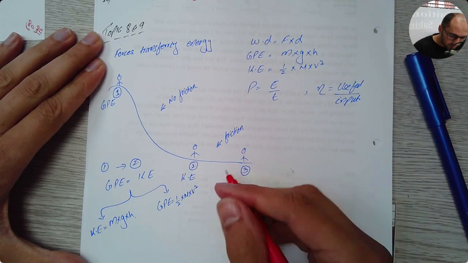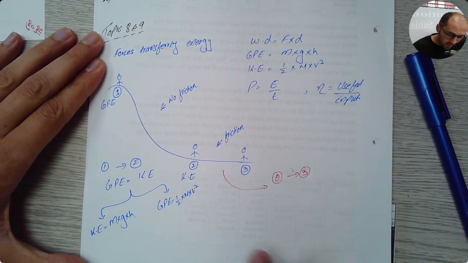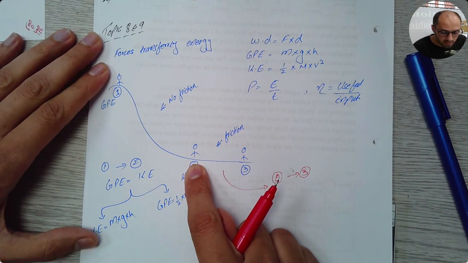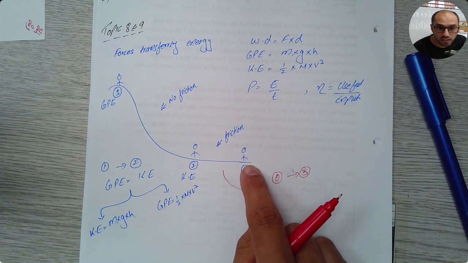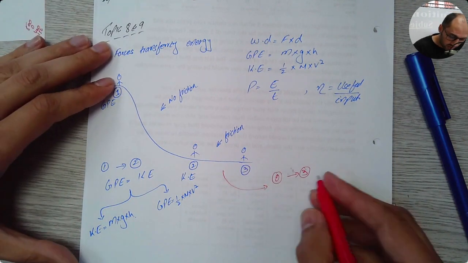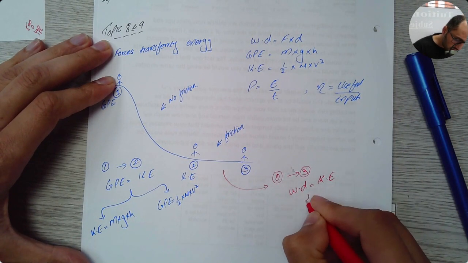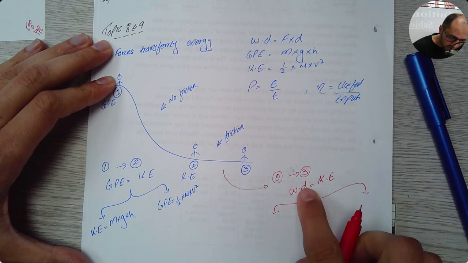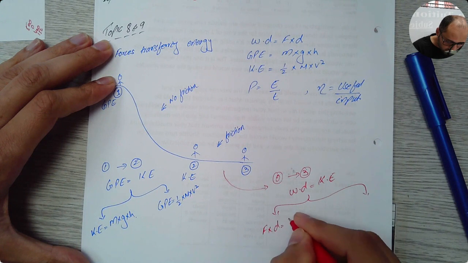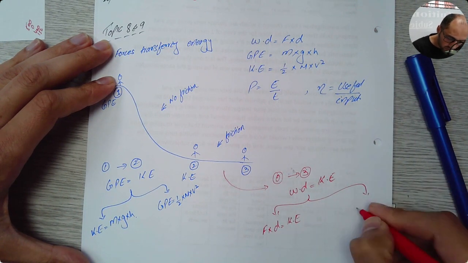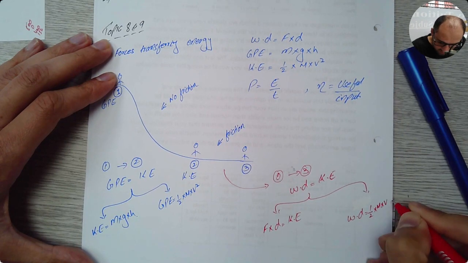Now let's consider location 2 to 3. When you're going from 2 to 3, at this location, the person will have KE. At this location, the person comes to rest. So all of the KE has now gone into the surrounding as thermal energy. So I can then say work done will be equal to KE. And if that's the case, then again, I can have 2 equations. The first one coming from here, work done is F times D is equal to KE. And the second equation will be work done equals half times M times V squared.